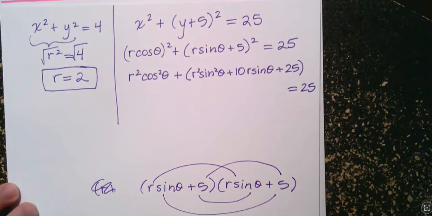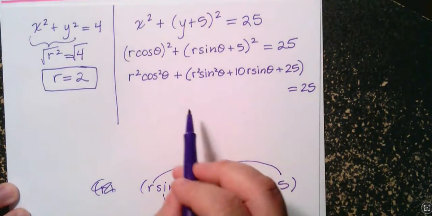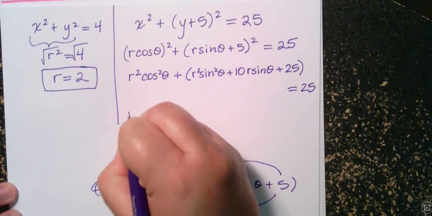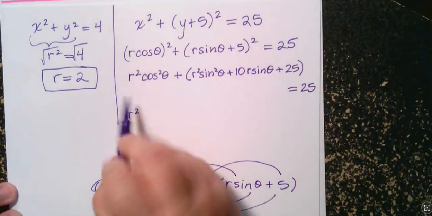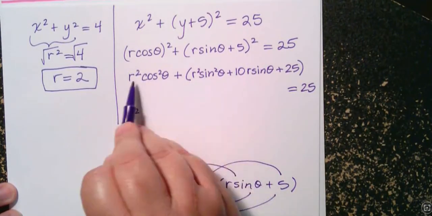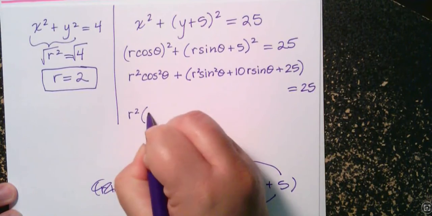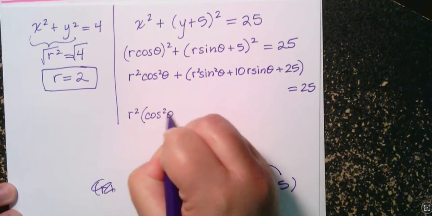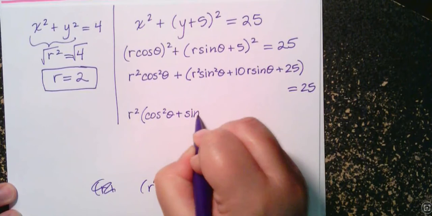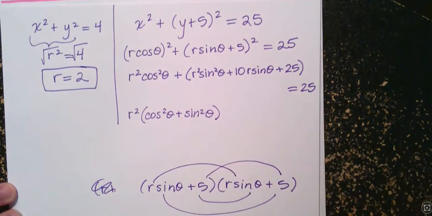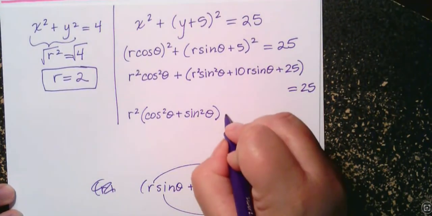Okay, so now I've got r squared. I'm going to put these two together. I'm going to take an r squared out of both of them and then say cosine squared theta plus sine squared theta. Why am I doing that? Well, because for one thing, they both have an r squared in them. And for another thing, I happen to know that cosine squared plus sine squared is always equal to 1. That's one of my Pythagorean identities.